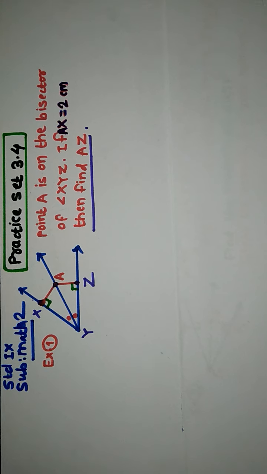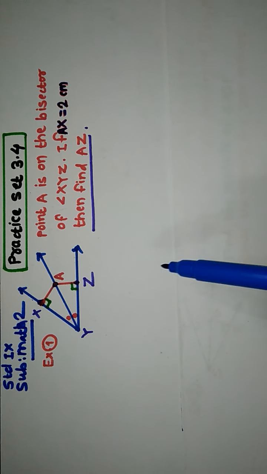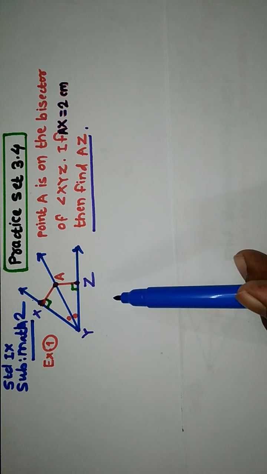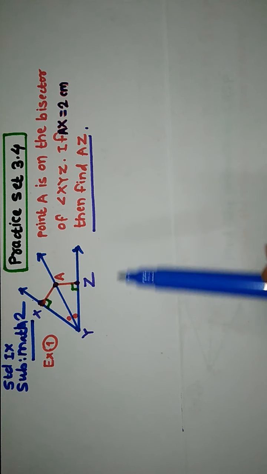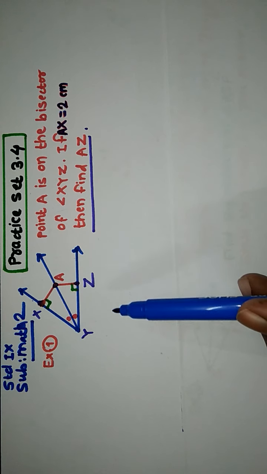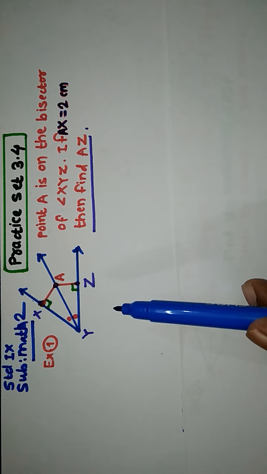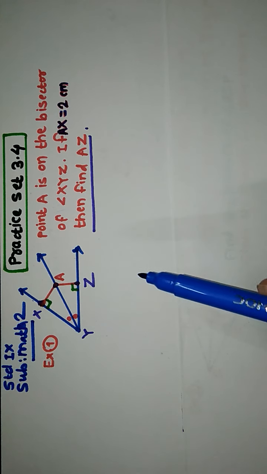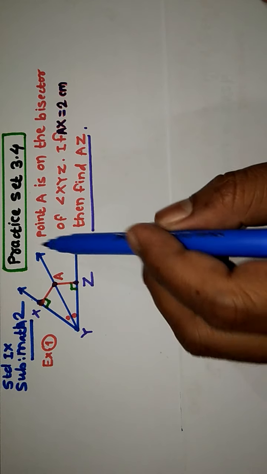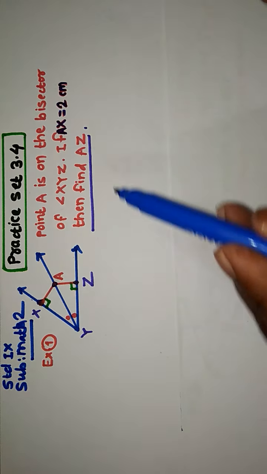Unit number 3, Triangle. Student, in the last video we studied the perpendicular bisector theorem and the angle bisector theorem. Also we studied inequality of angles and sides of a triangle. Now we solve using these properties. We solve practice set 3.4.